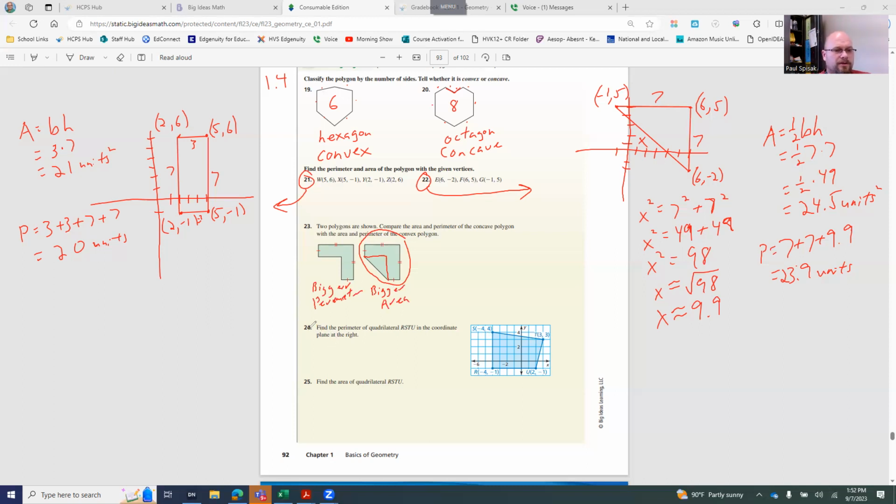On number 24, find the perimeter of the quadrilateral RSTU in the coordinate plane at the right. So on this one, we're going to have to break it down into smaller pieces. You're not going to have one this hard on a test, but I could draw in a horizontal line and a vertical line here and break this into a lot smaller pieces to find the overall area. Now for perimeter, I'm going to have to use distance formula probably, or Pythagorean theorem. So that's going to be a little bit harder.